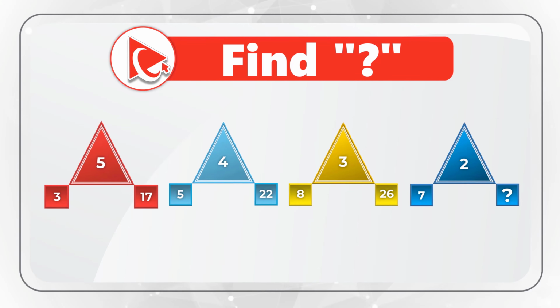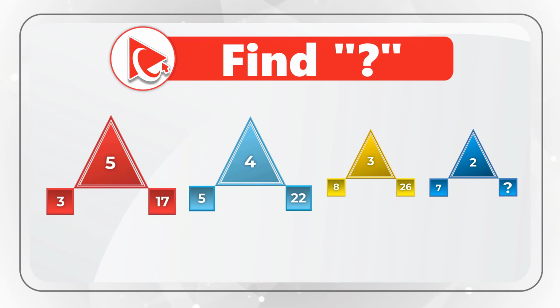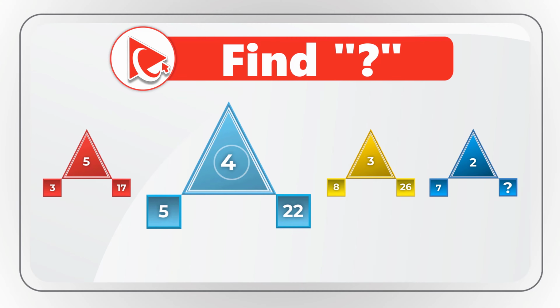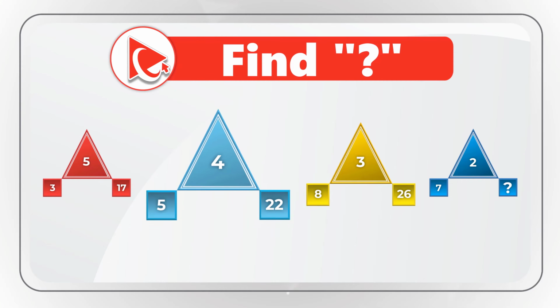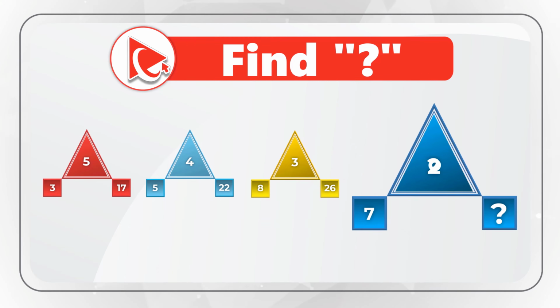Let's take a close look. The first object has number 5 inside the triangle, and number 3 in the left square, and number 17 in the right square. Second object has number 4 inside the triangle, and numbers 5 and 22 inside the squares. The third object has number 3 inside the triangle, and numbers 8 and 26 inside the squares. The fourth object has number 2 inside of the triangle, number 7 in the left square, and then comes the missing number inside the right square.